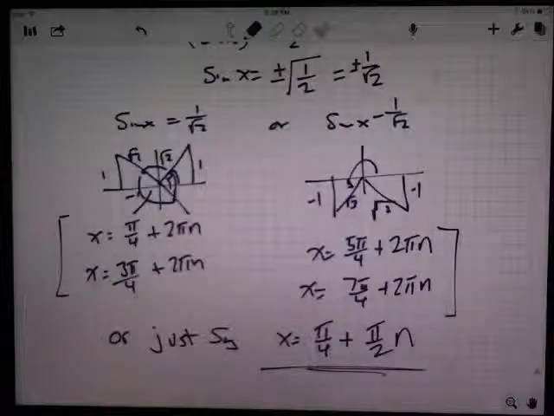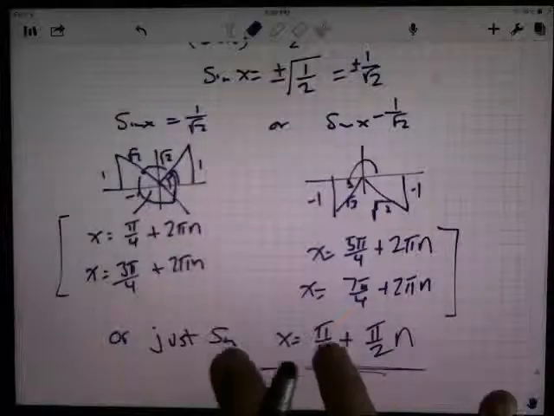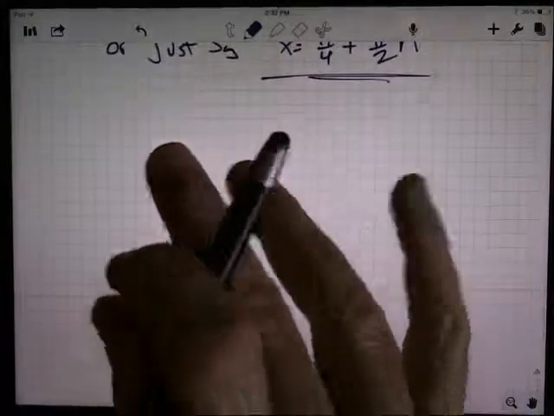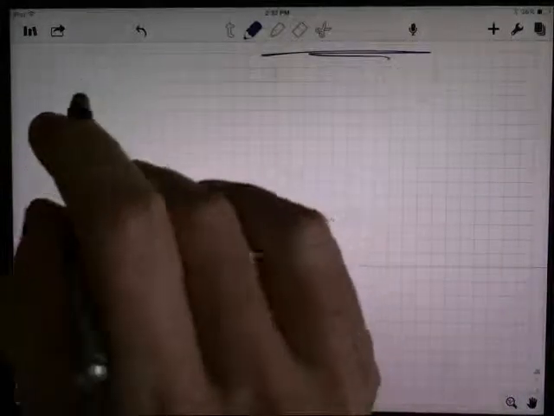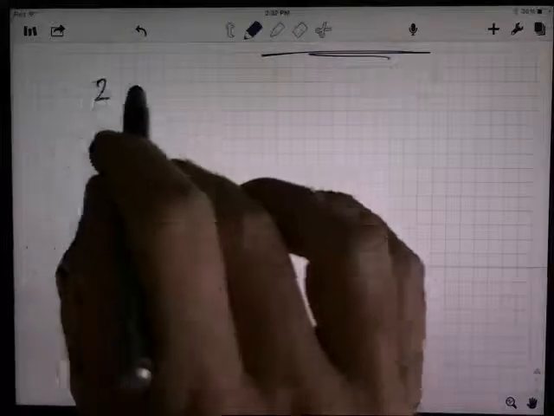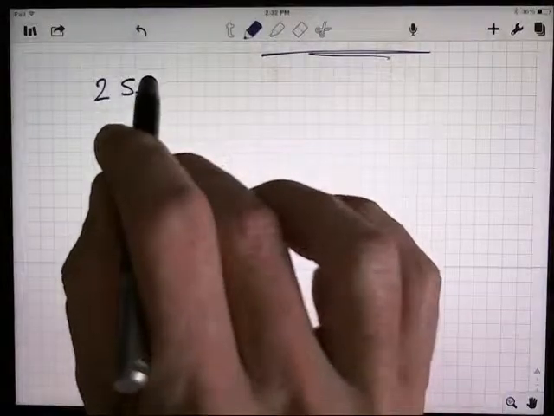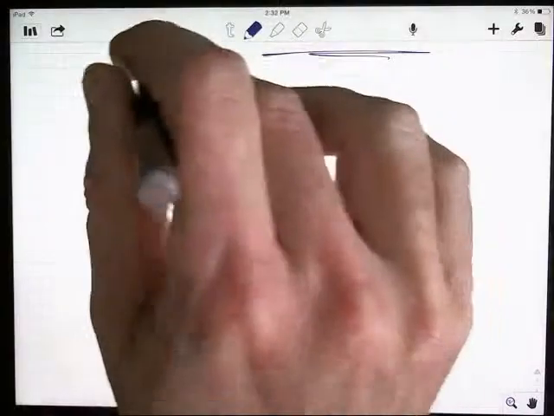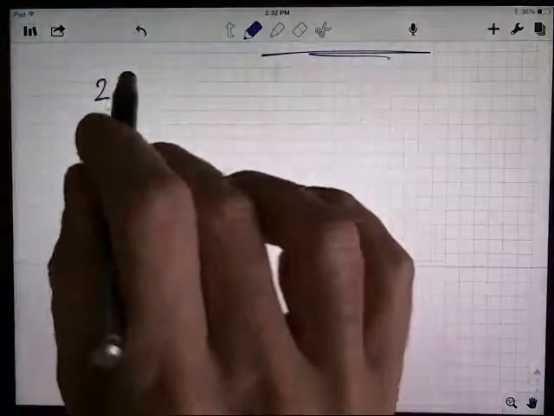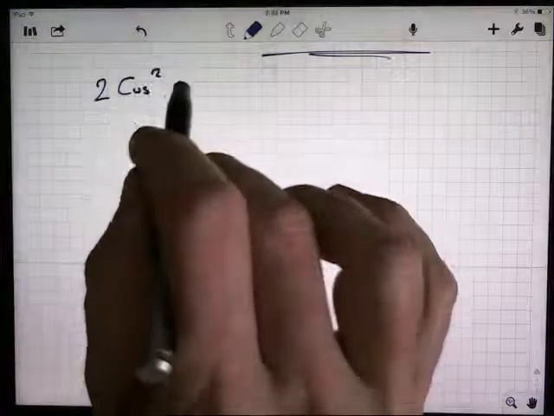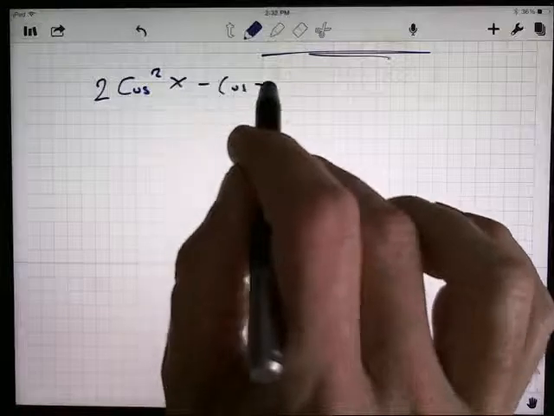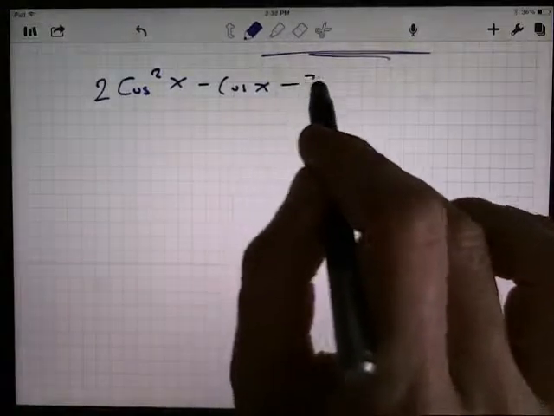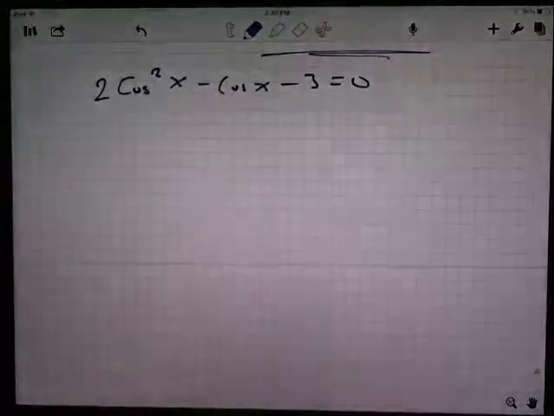All right, let's try another one here. Another one of quadratic nature. How about two? I seem to be stuck on sines here. Let's go with cosines. 2 cosine squared x minus the cosine x minus 3 is equal to 0. Okay.